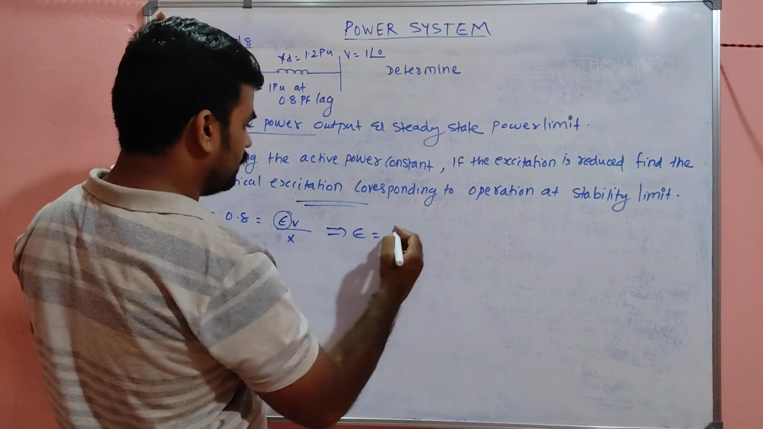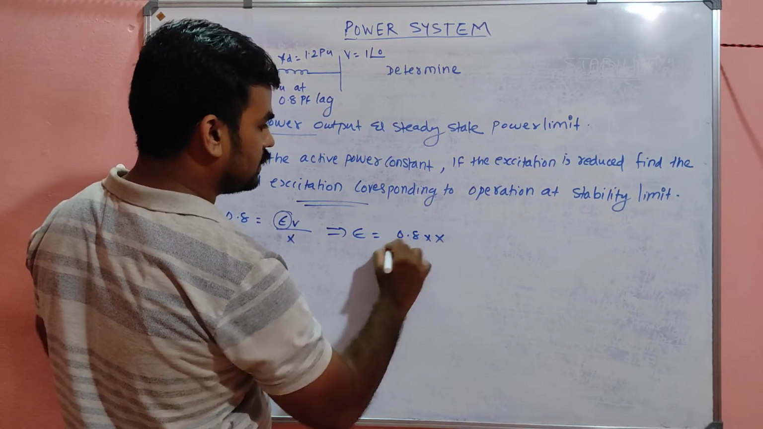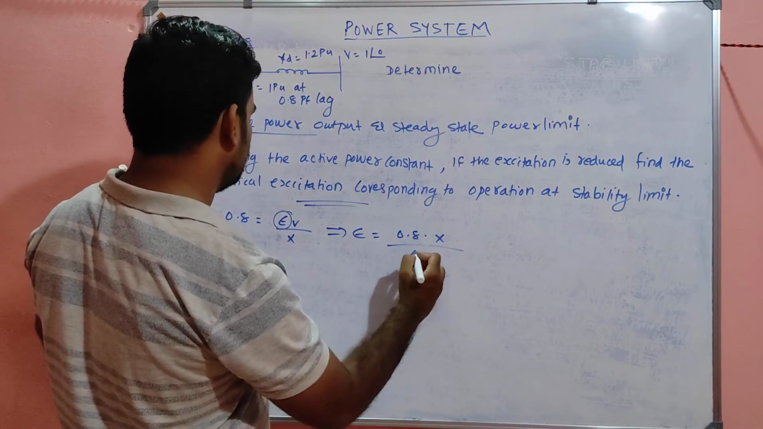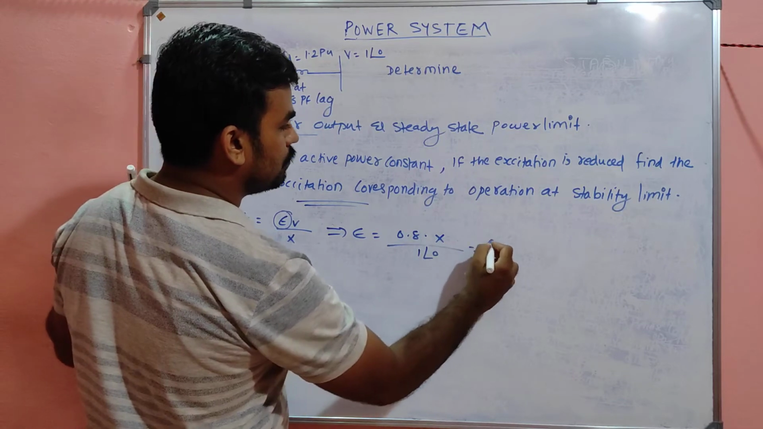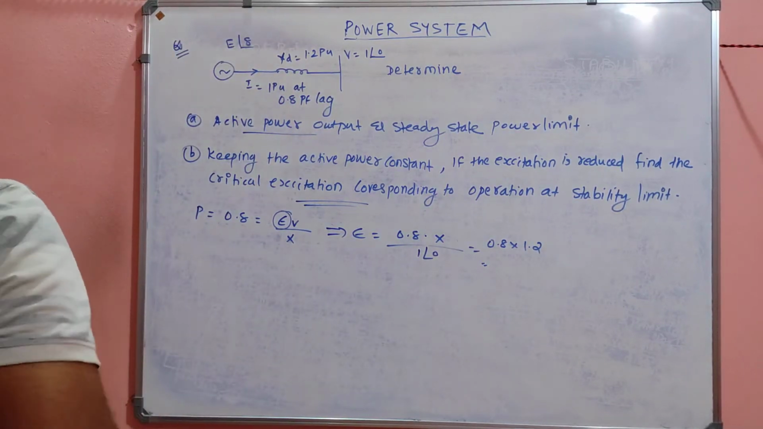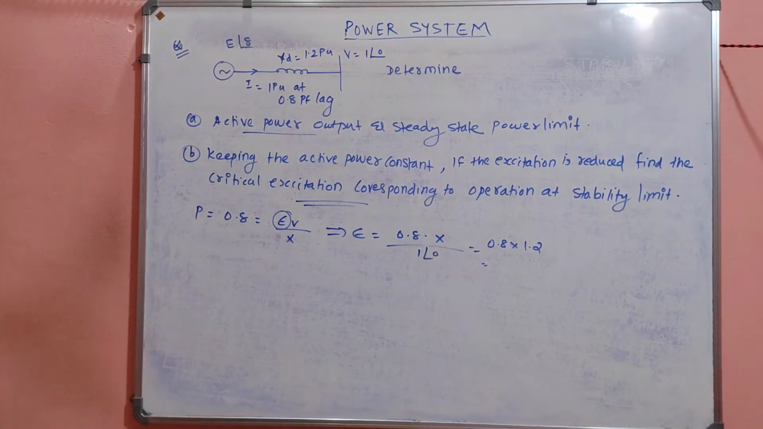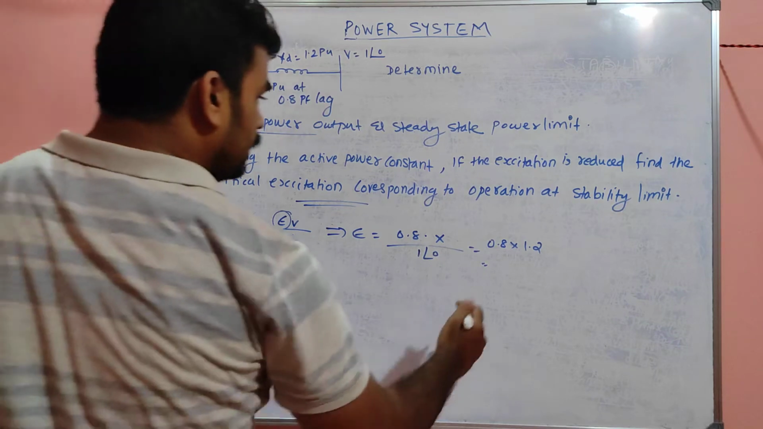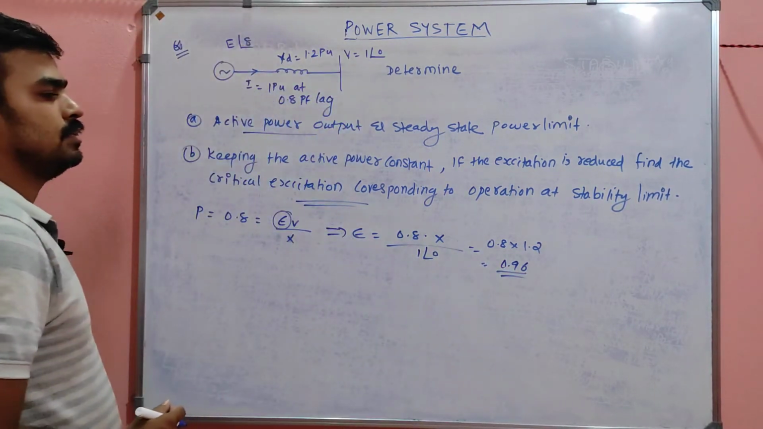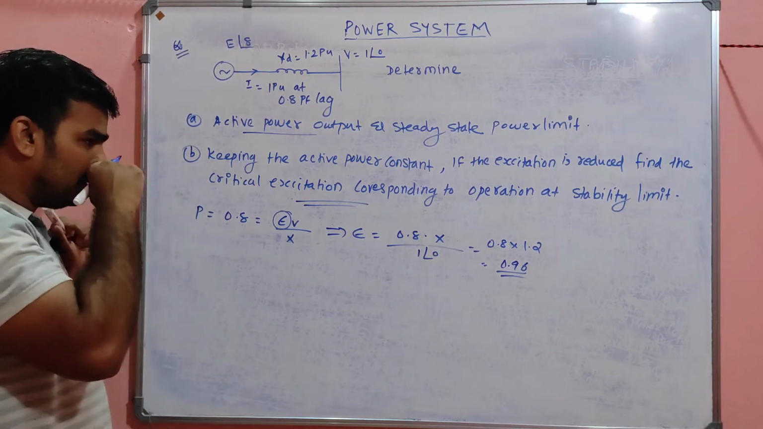So simply from this, E will be equal to 0.8 into X divided by V, which is 1. So simply 0.8 into 1.2. So it will be nothing but 0.96, am I right? 0.96.